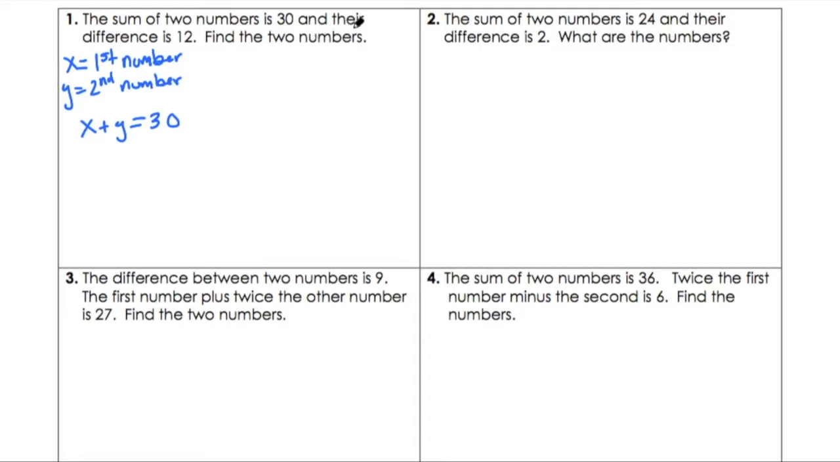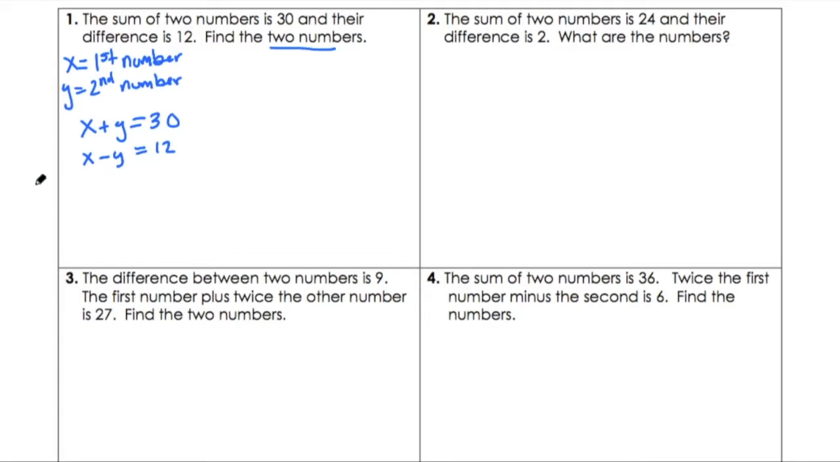The second part is their difference is 12. So I'm going to go ahead with x minus y equals 12. Could I have written y minus x equals 12? Absolutely. We would have gotten x and y reversed and ultimately the same values, and since we don't really care which number is which, we just need to find the two numbers. It doesn't really matter if you've done y minus x or x minus y. But here are our two equations, and now we can go ahead and solve them.